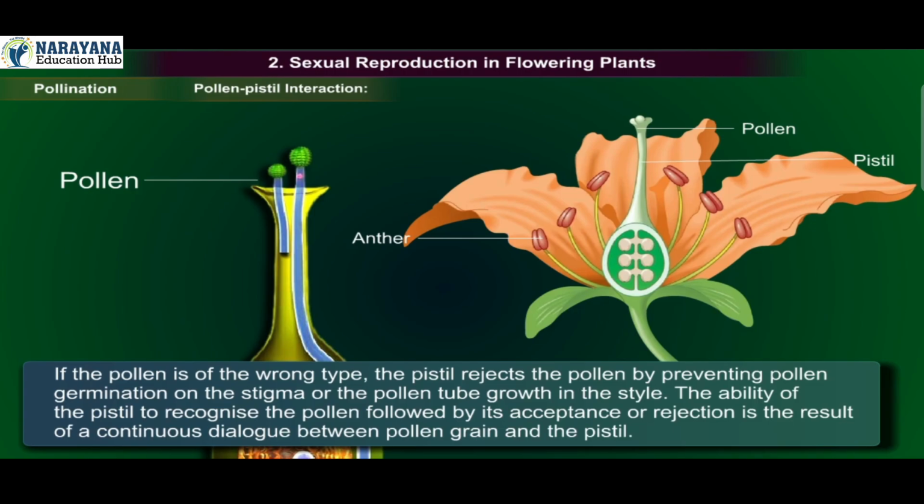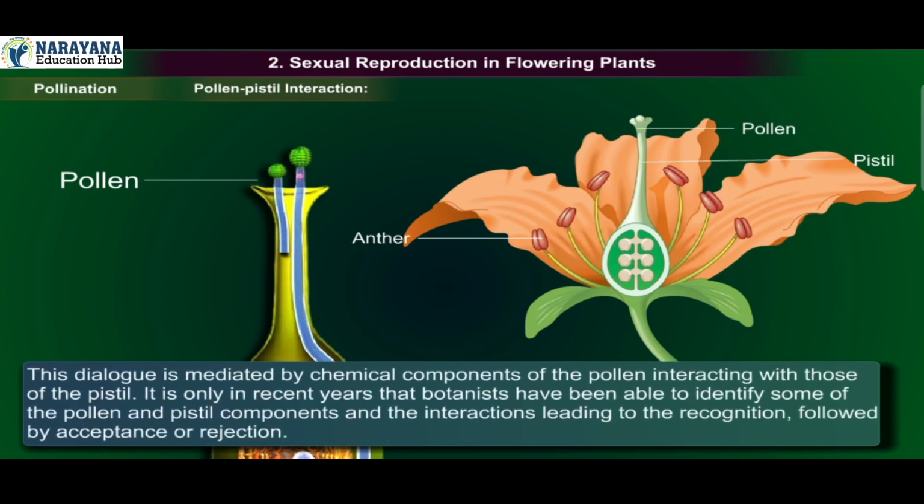The ability of the pistil to recognize the pollen, followed by its acceptance or rejection, is the result of a continuous dialogue between the pollen grain and the pistil. This dialogue is mediated by chemical components of the pollen interacting with those of the pistil. It is only in recent years that botanists have been able to identify some of the pollen and pistil components and the interaction leading to the recognition, followed by acceptance or rejection.